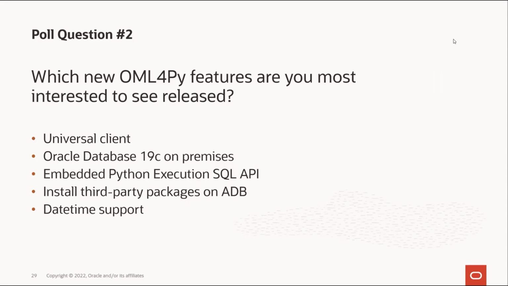And so we see everybody wanted to have 19c, the third-party packages, the embedded Python SQL API is fairly high there as well. All right, this is very good to see that 19c is going to be a very welcome feature for that. So thank you for responding to that poll.